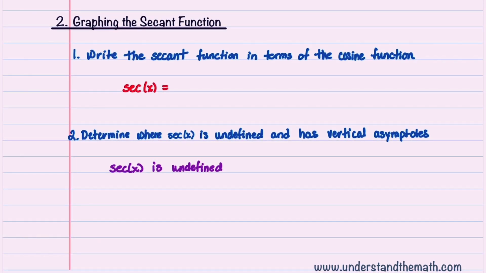To graph the secant function, we'll begin by writing the secant function as 1 divided by cosine x. So you can see this is going to be very similar to the same analysis that we did for graphing cosecant x. We'll now determine where secant x is undefined and has vertical asymptotes. Secant x is going to be undefined where cosine x is equal to 0. And on the next page, we'll look at a graph of where that's going to happen.